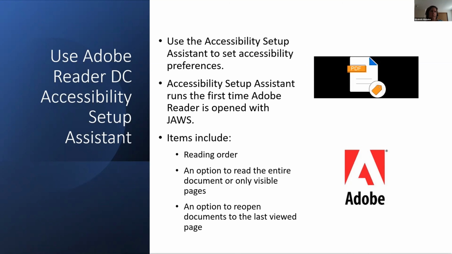Before I demonstrate, let's talk a little bit about some of these options, because these are very, very important when you're navigating through the accessibility assistant. Like I said, the accessibility assistant comes up when you first start Adobe or when you install it for the first time, and it recognizes that you're using JAWS, but you can also get to it at any time. So if you're having difficulty reading a PDF and you think, okay, I need to go in and change some settings, it's a great way to do that.